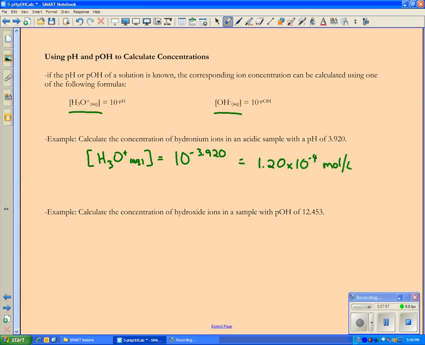Second example, calculate the concentration of hydroxide ions when we have a pOH of 12.453. Again, square brackets for moles per liter of hydroxide, and 10 exponent negative pOH, so negative 12.453. And in your calculator, if you enter this correctly, you come out to an answer of 3.52 times 10 to the minus 13 moles per liter.